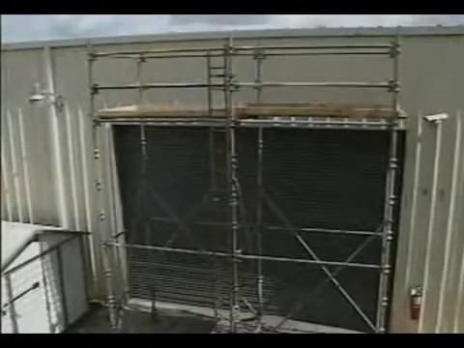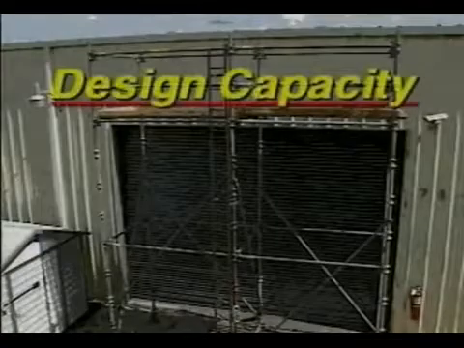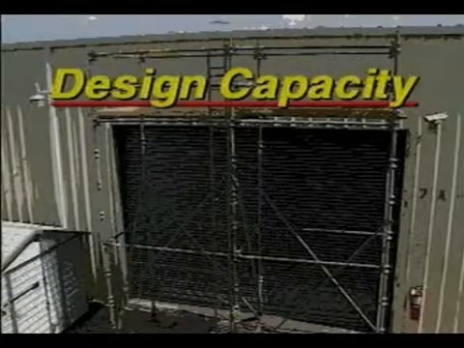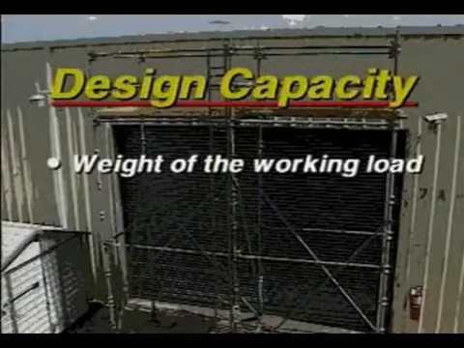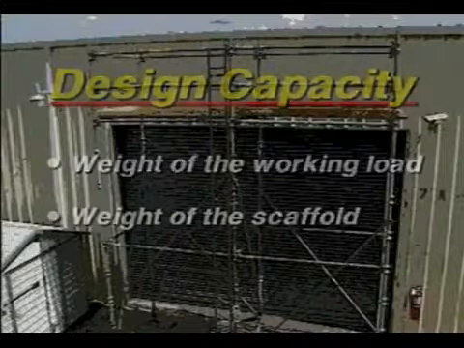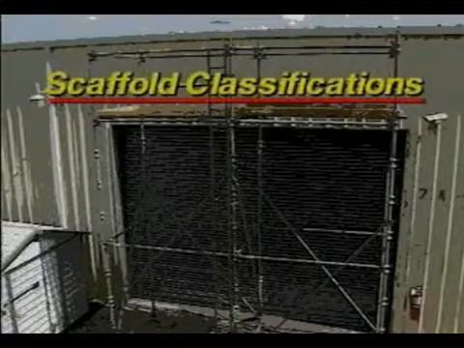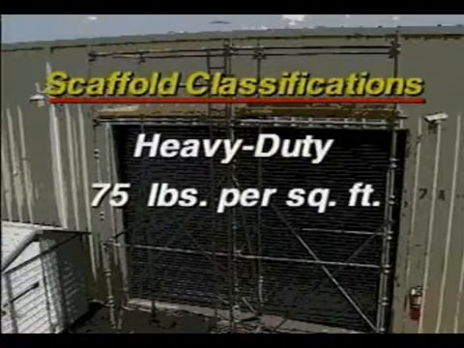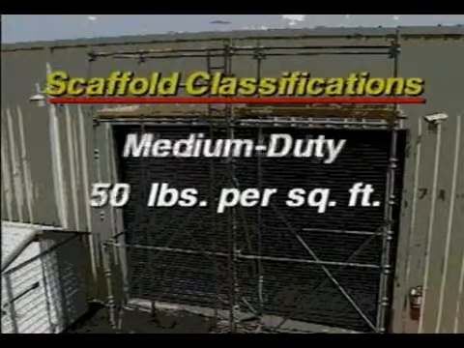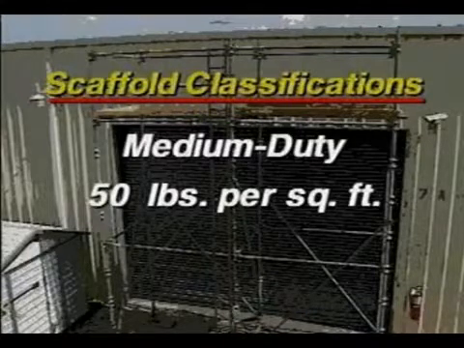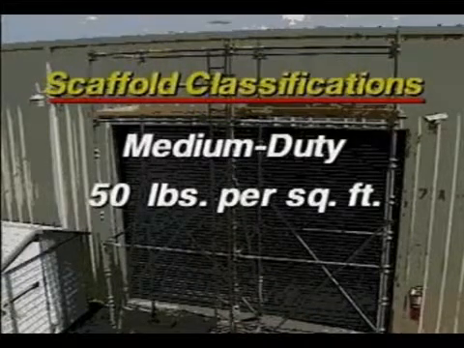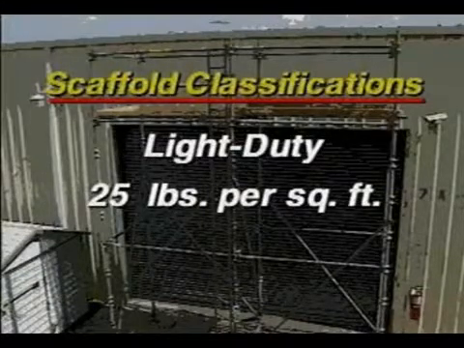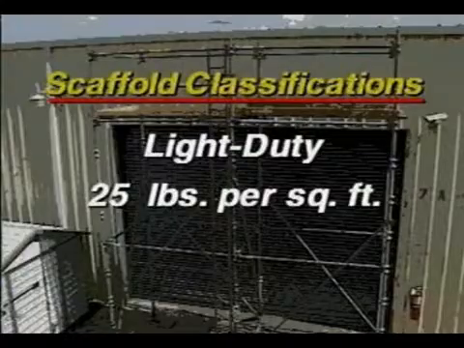Scaffolds are classified by the weight that they're designed to support. The design capacity of a scaffold is based on the total weight of all loads, including the weight of the working load as well as the weight of the scaffold. Three basic scaffold classifications are heavy duty, which is designed to carry a maximum load of 75 pounds per square foot; medium duty, which is designed to carry a maximum load of 50 pounds per square foot; and light duty, which is designed to carry a maximum load of 25 pounds per square foot.